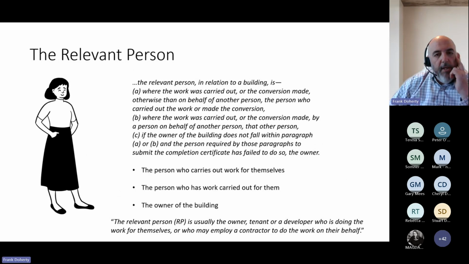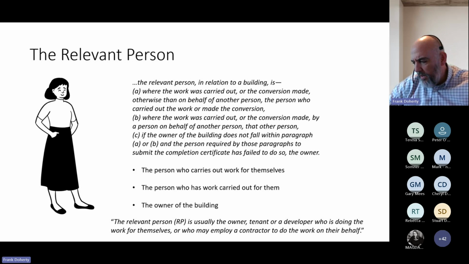The relevant person is the main duty holder within the Building Scotland Act, and it's a wee bit like the riddle of the Sphinx, trying to work out who the relevant person could be for a particular job. That is straight out of the legislation there. A, B, C, and A or B, depending. But basically, a simple interpretation of that, although it misses out some of the nuances, is a person that carries out the work for themselves, or a person who is having work carried out for them. And ultimately, it's the owner of a building.